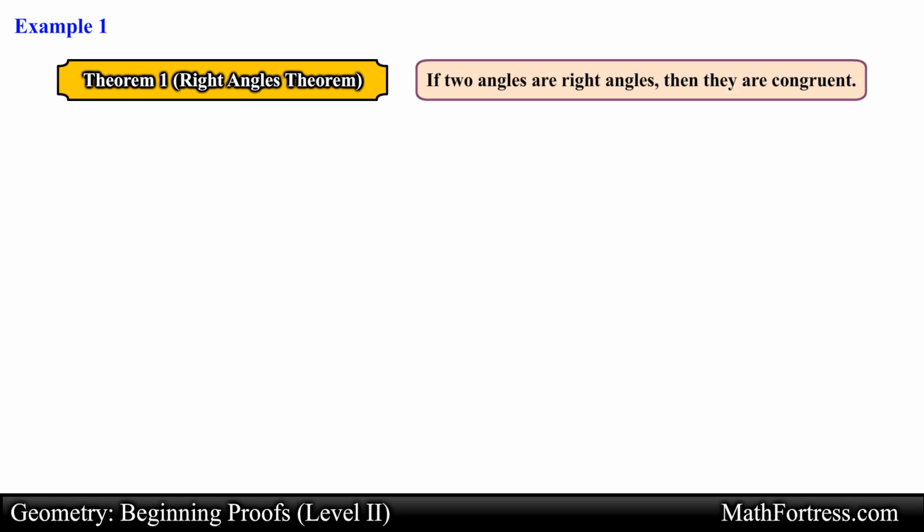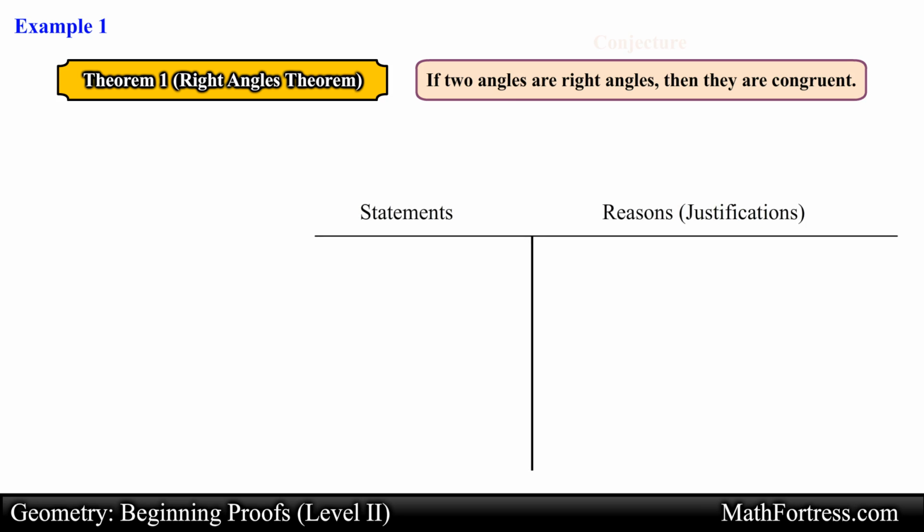Theorem 1, Right Angles Theorem. If two angles are right angles, then they are congruent. We start the two-column proof by writing down the conjecture to be proven. In this case, if two angles are right angles, then they are congruent. Next, we draw a diagram to illustrate the hypothesis. The hypothesis is a statement that begins with the word if. In this case, if two angles are right angles. This statement also represents the given information of our proof.